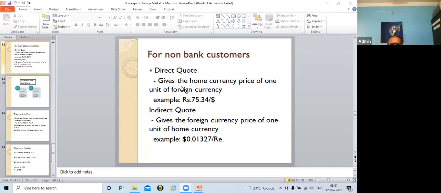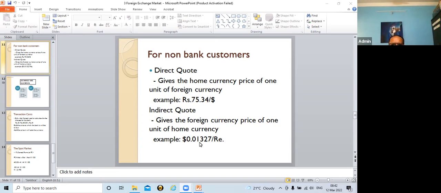Now, what is direct quote? Direct quote gives the home currency price of 1 unit. I have given the example. For example, rupees 75 per $1. Here dollar is constant and rupee is variable. That is known as direct quote. Opposite to that is indirect quote, where rupee is constant and foreign currency is variable. That is indirect quote. Understood? Direct and indirect quote. समझ लगा?